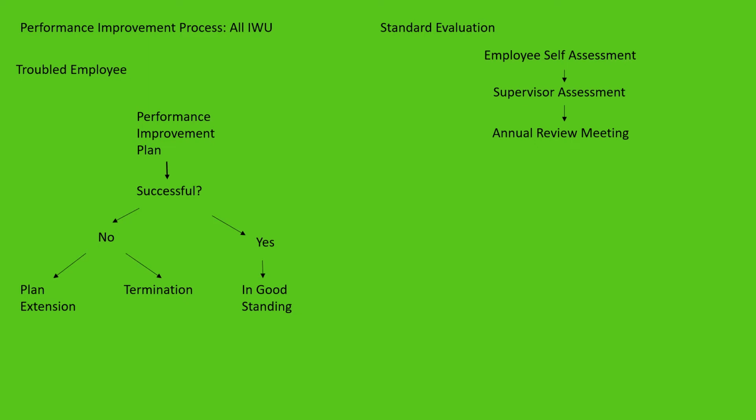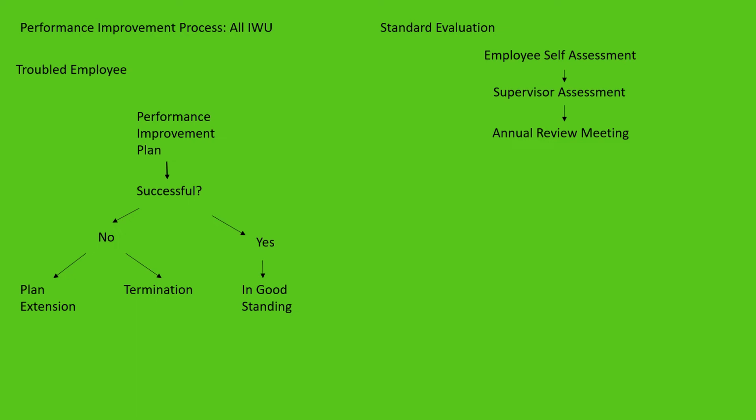There is the troubled employee situation where the employee is creating specific issues and they are put on a performance improvement plan, from which the question is, was it successful? Did they improve? If the answer is no, then there are 2 options: plan extension in hopes of improvement or termination. And if it was successful, then they're back in good standing.